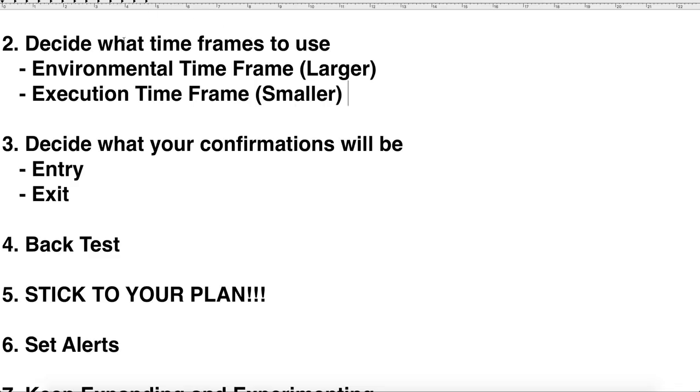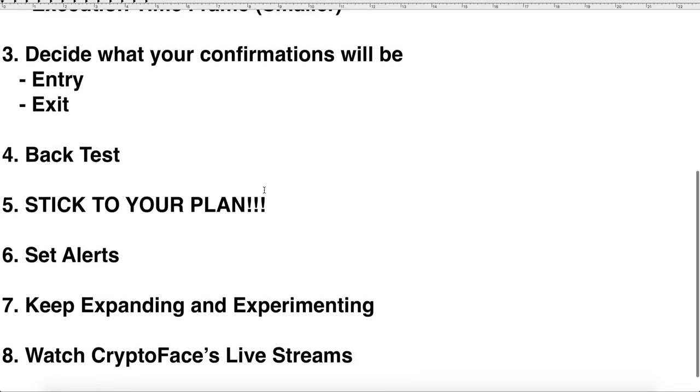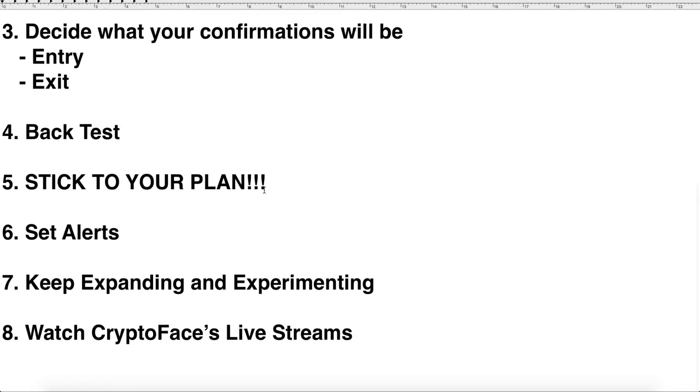So after you decide what your time frames will be, and I'm going to go deeper into all this, you're going to decide what your confirmations will be. You are going to have confirmations that will tell you to enter a trade. And you do not enter a trade unless all your confirmations confirm. And then you are going to have some form of confirmations that will let you exit a trade. Now, this can be different for everybody, but you need to have these things.